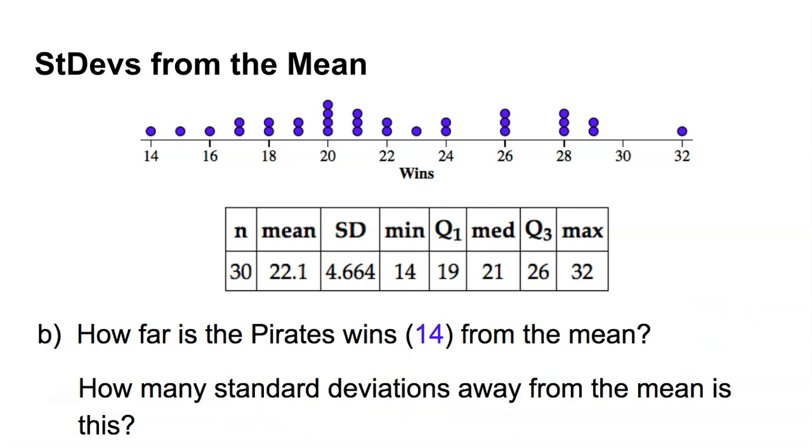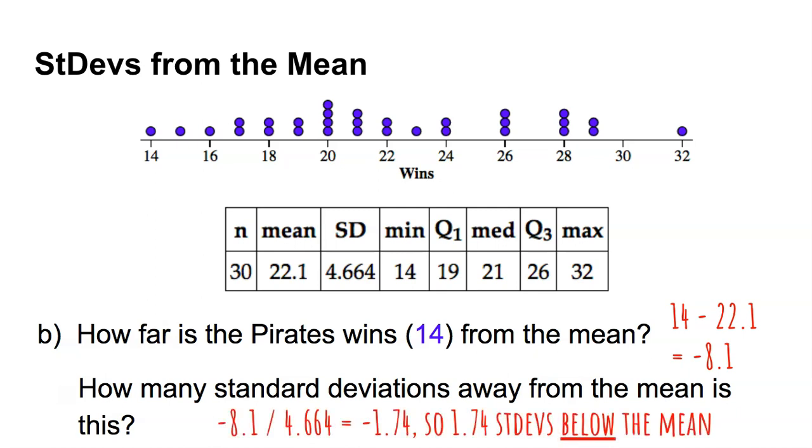We can do the same thing with my hometown Pirates with 14 wins. How far is 14 away from the mean? Well, notice it's going to be negative. 14 minus 22.1 is negative 8.1. So they're below the mean. How many standard deviations away is that? Well, we divide by 1 standard deviation, 4.664. We'd get negative 1.74. So the Pirates are 1.74 standard deviations below the mean. And that below is really important there. You don't want to say negative 1.74 below, because that's a double negative. But you should say 1.74 standard deviations below the mean is how you'd interpret that z-score.